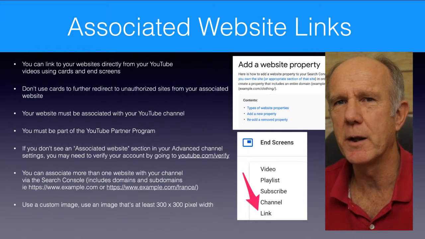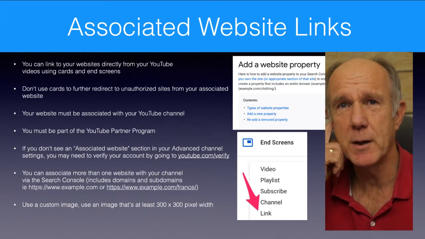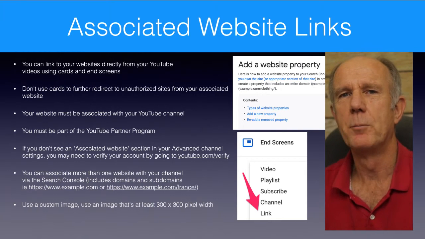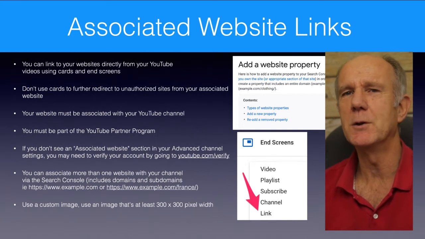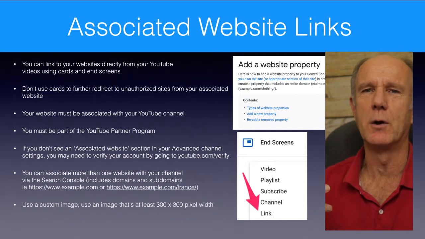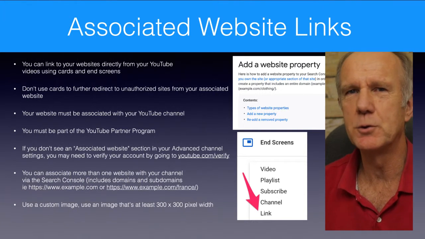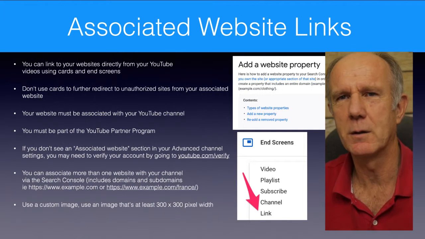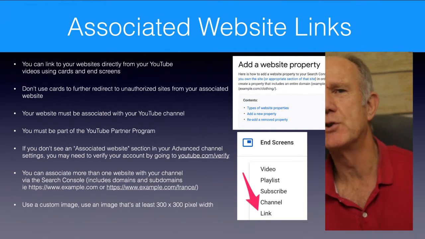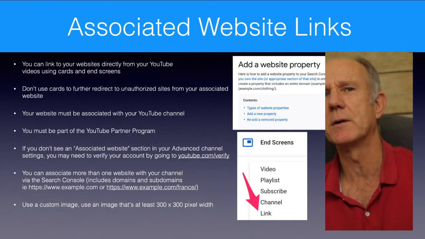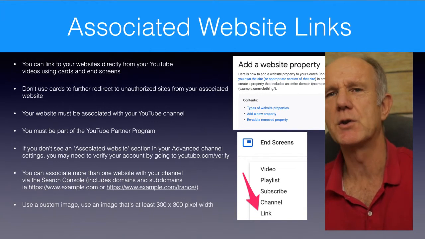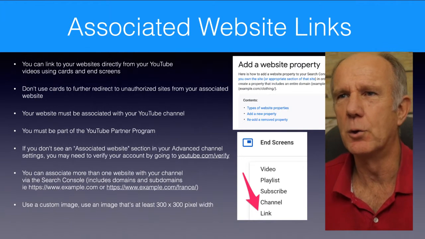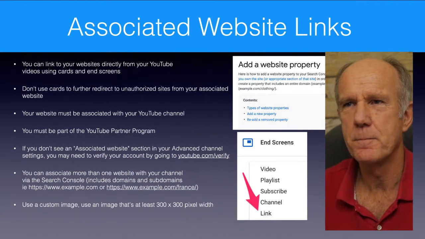And then you can also put an image in your custom end screen. This has to be 300 by 300 pixels. It used to be that you could put images anywhere on your website when your video was on YouTube, but now you can only put that associated website image in your end screen.